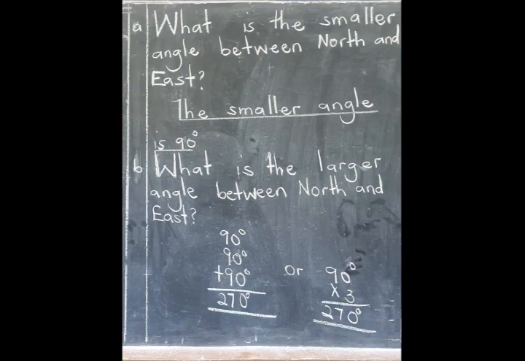And when we observe the angle between the north and east, it is a right angle. Therefore, the smaller angle between north and east is 90 degrees because between north and east we see only one right angle. Are you with me, children? Okay, so after that we're going to look at part B, whereby part B is saying, what is the bigger angle between north and east?